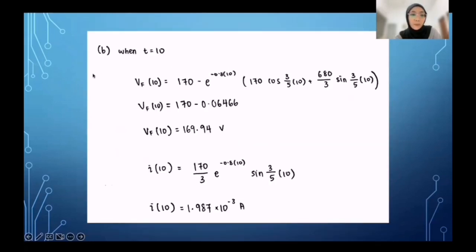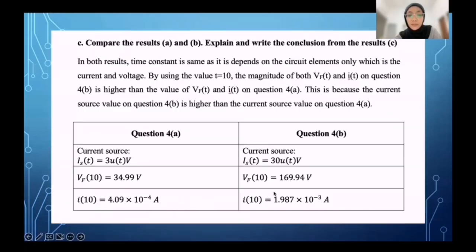Next, to compare the value in the simulation with the manual calculation, we substitute the value of t with 10. That we get VF(10) is equal to 169.94 volt and I(10) is 1.987 times 10 to the power of negative 3 ampere.